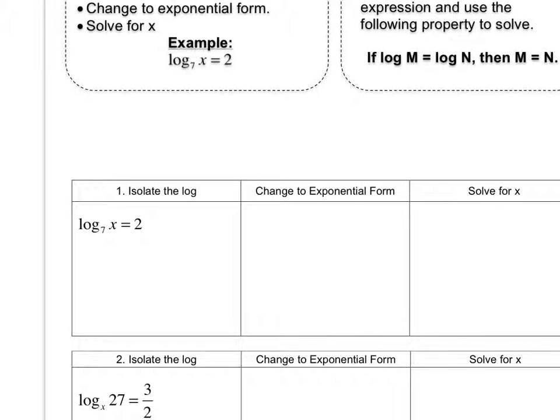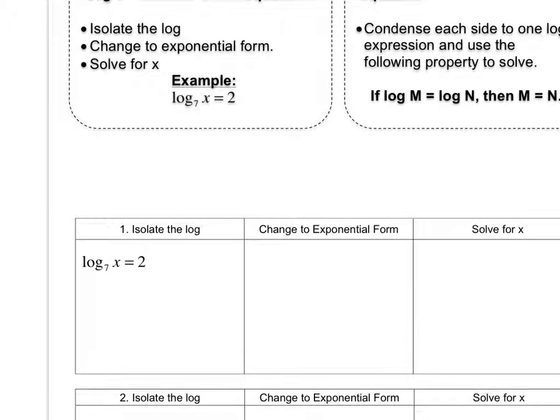Log base 7 of x equals 2. The first step is to isolate the log. So let's highlight the first step. Always isolate the log. Now, as you can see, this step is done because the log is by itself. Log base 7 of x equals 2.